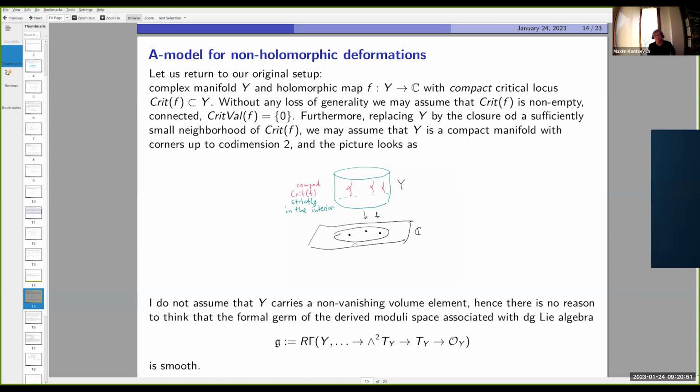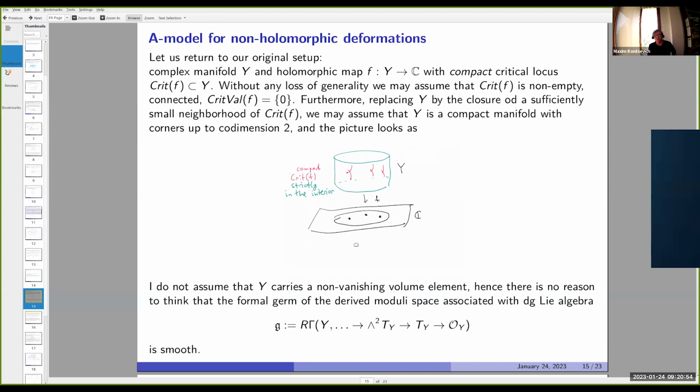We have a complex manifold and a holomorphic map with compact critical locus. Without any loss of generality, we may assume that the set of critical values is non-empty, connected, and critical values are 0. Oh, sorry, the picture does correspond to what I was writing, but okay. Actually, what I wrote is that the set of critical values is finite, and not just one critical value. And replacing Y by the closure of a sufficiently small neighborhood, we can assume that Y is a compact manifold with corners up to codimension 2. The picture looks like this.